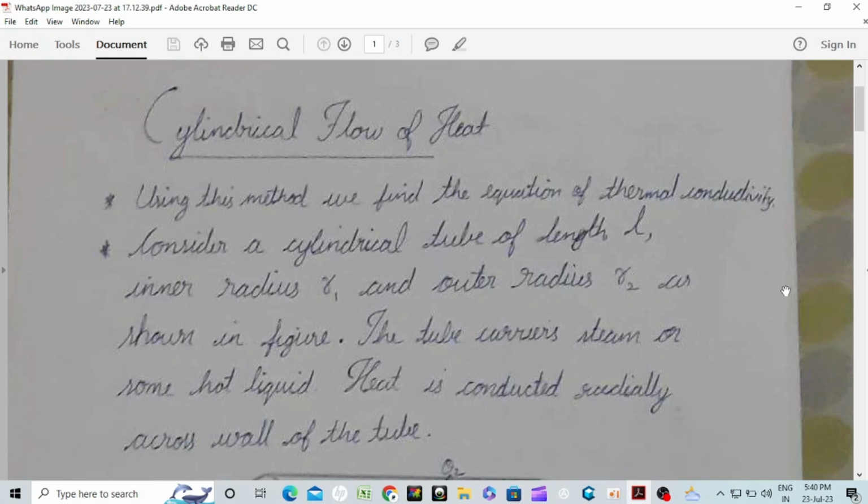In this video we are going to discuss cylindrical flow of heat. Using this method we find the equation of thermal conductivity of a cylindrical tube. So for that, consider a cylindrical tube of length L, inner radius R1 and outer radius R2, as shown in the figure.